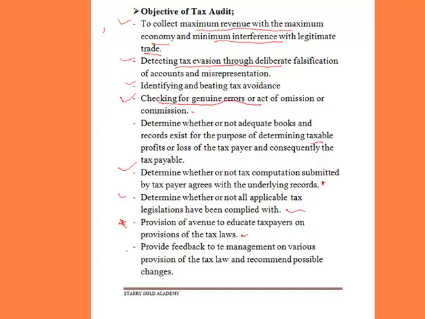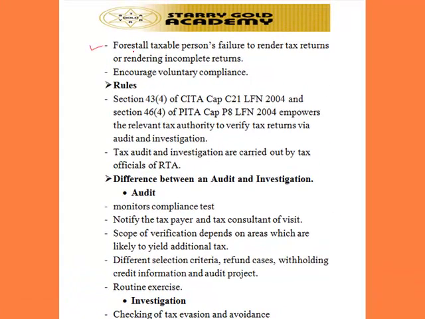Then it provides a mechanism for feedback to the management on various provisions of the tax law and recommend possible changes. If after the audit there were some flaws found in the system or in the control, then recommendations can be made so that the taxpayer can implement those changes for his own good. And then to forestall taxable persons' failure to render tax returns or rendering incomplete returns. And lastly, to encourage voluntary compliance from the taxpayer. So those are some of the objectives of tax audit.